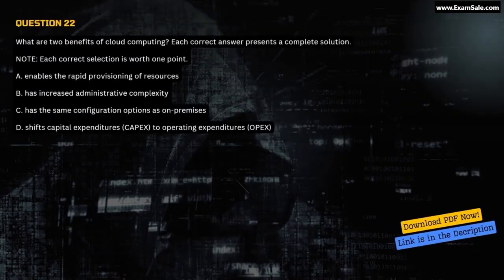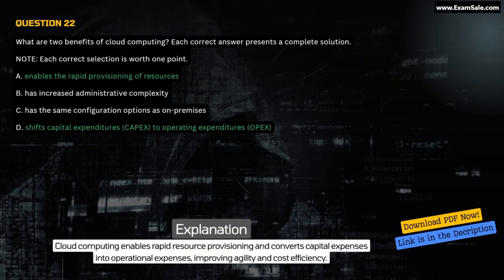Question 22. What are two benefits of cloud computing? Each correct answer presents a complete solution. Note: each correct selection is worth 1 point. A. Enables the rapid provisioning of resources. B. Has increased administrative complexity. C. Has the same configuration options as on-premises. D. Shifts capital expenditures (CAPEX) to operating expenditures (OPEX). Correct answer A and D. Explanation. Cloud computing enables rapid resource provisioning and converts capital expenses into operational expenses, improving agility and cost efficiency.